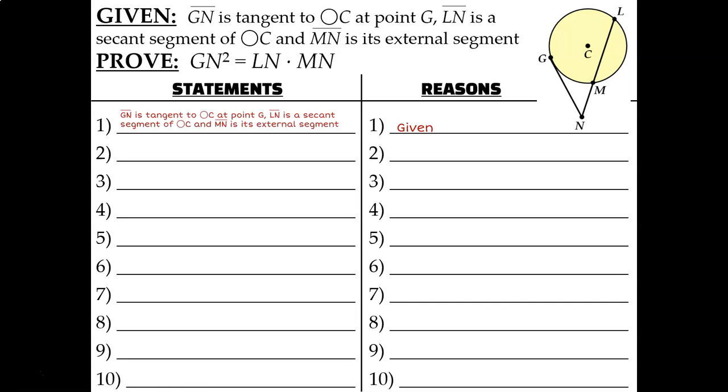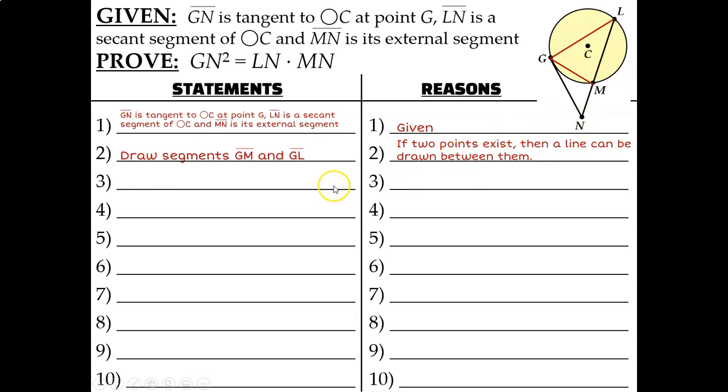So given that GN is a tangent, LN is a secant segment, and MN is an external segment, let's prove that GN squared is equal to LN times MN. We're going to draw segments GM and GL, and our goal is to prove that triangle GMN is similar to triangle LGN. So this little triangle out here, we're going to prove that it's similar to the entire triangle.